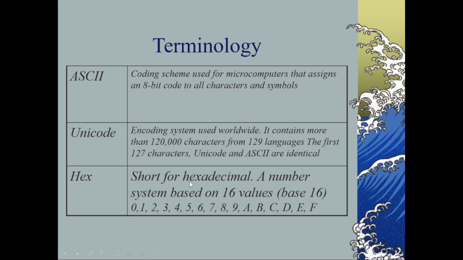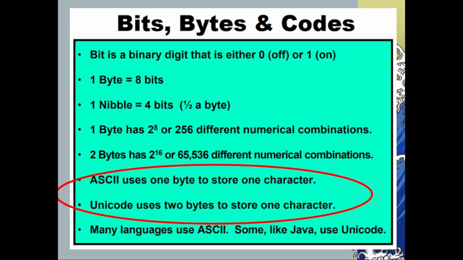Hex, if you're familiar with that, is short for hexadecimal, and that is the base 16 numbering system, which we'll talk about here in a minute. Okay. So again, as I mentioned, ASCII uses 1 byte of information to store 1 character, which is, again, 255 possibilities. Unicode uses 2 bytes to store 1 character, which is where I'm getting these 65,000 plus characters it can have. Okay.